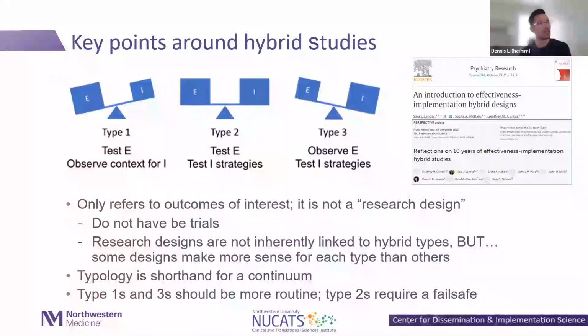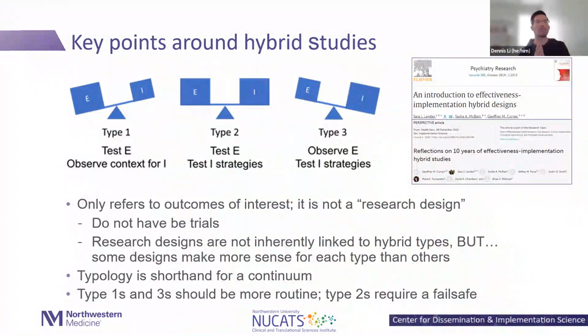Some other key points around hybrid studies to take into consideration. Another way I like to think about it is this balancing act. A hybrid type 1 really emphasizes the effectiveness outcomes over the implementation outcomes. A hybrid 2 puts equal weight on what you're measuring in that study, and a hybrid type 3 puts a lot of weight on the implementation outcomes, but still has a little bit of the effectiveness outcomes in there.